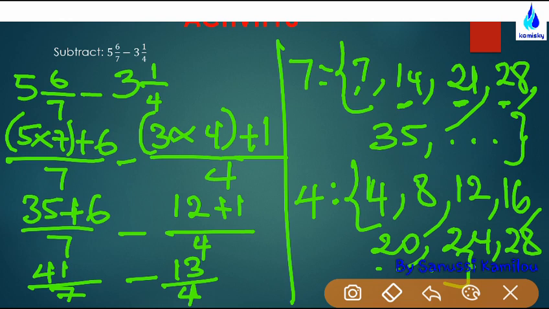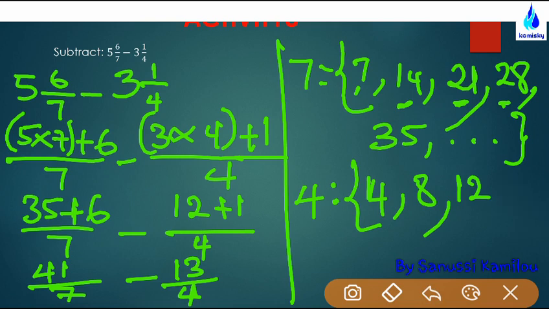So what do we do? You check the ones that are common. So I can see that we have 28 here, and 28 at the top, 28 at the bottom. Are they not the same? Yes. And they are the first numbers among the list to be the same. So that's the reason why our LCM will be 28. Very good. Our LCM will be 28.